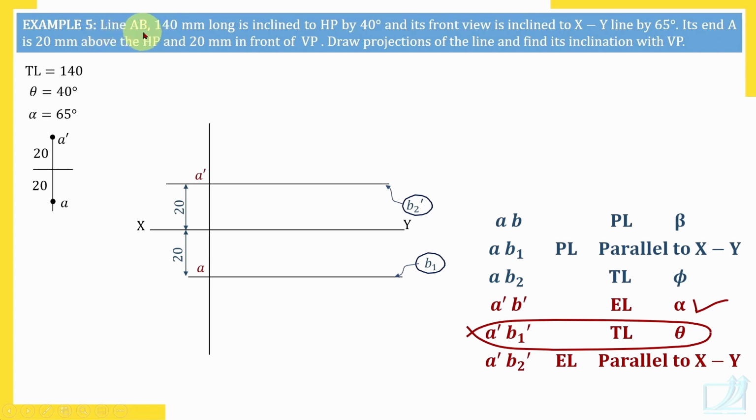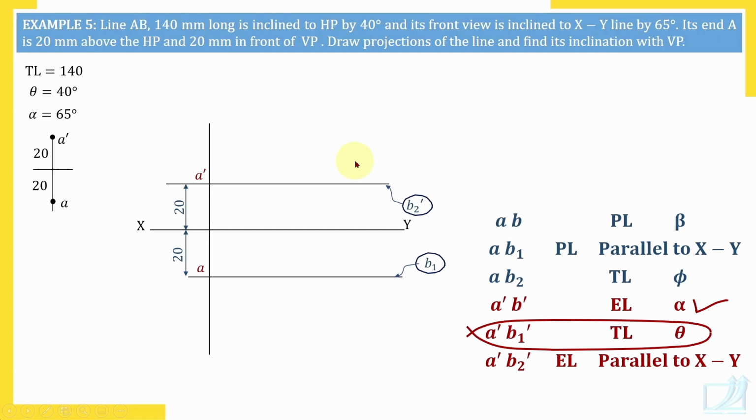And if you read the problem, line AB 140 millimeters long is inclined to HP by 40 degrees and its front view is inclined to XY line by 65 degrees. Its end A is 20 millimeters above HP, 20 millimeters in front of VP. Draw projections of the line and find its inclination with VP. Find its inclination with VP means you are asked to find phi. But nowhere in the problem is it mentioned in which quadrant end B is. Remember, if not given, you assume end B, the other end, in the first quadrant.